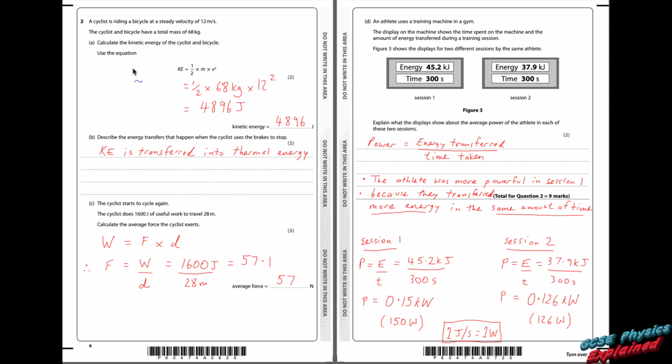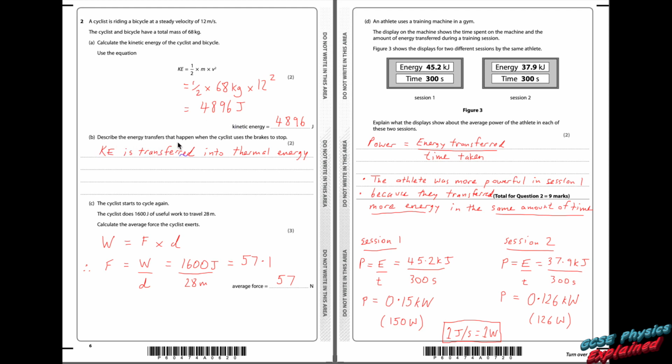Use the equation. So kinetic energy is a half mv squared. So that's a half. Our mass is 68 kilograms and our velocity is 12. So square that. Make sure you square the 12 first and then multiply it by that and that. And the answer comes out as 4,896 joules. Part B.